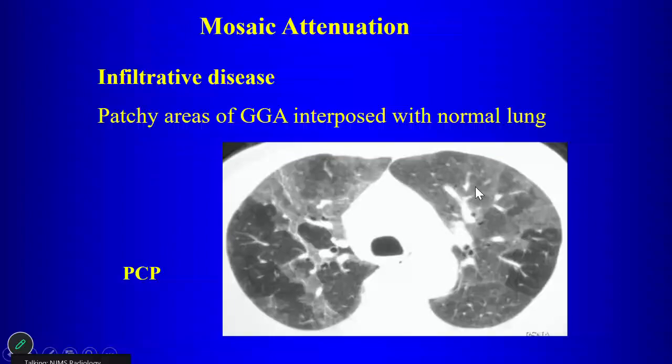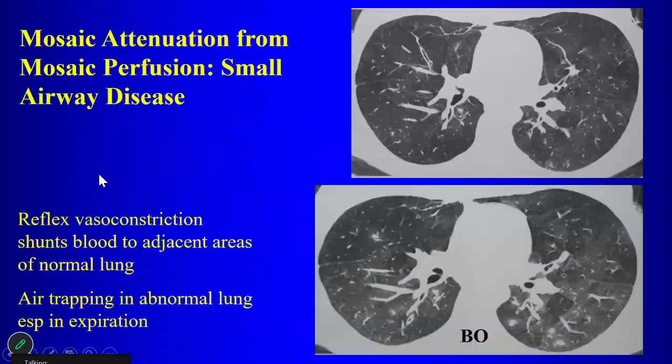So infiltrative disease can give you mosaic attenuation. This is a patient with pneumocystis, ground glass, and then you have these other areas of the lung that look more lucent. But here the ground glass is the abnormal area. If we have mosaic attenuation from small airway disease, the ground glass areas are the areas of normal lung.